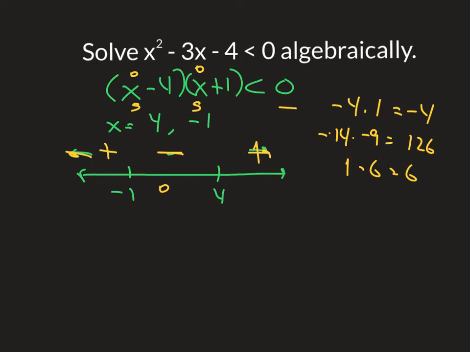Because this says less than 0 up here, I'm looking for the numbers that are less than 0, which are negative, which is in between here. So my answer is x is between negative 1 and positive 4. That's my answer. You can write it in interval notation like we've been doing, like that right there. Both answers fine. Let me show you one more like that.